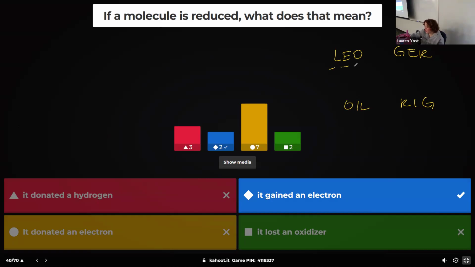Lose electrons and you are oxidized. Gain electrons and you are reduced. So if you're reduced, that means you gained an electron. Oxidation is loss and reduction is gain. That's what oil rig means. But either one, whatever works for you, but have some sense of that. If a molecule is reduced, then it gained an electron. It accepted an electron.